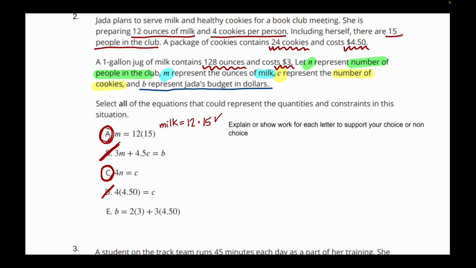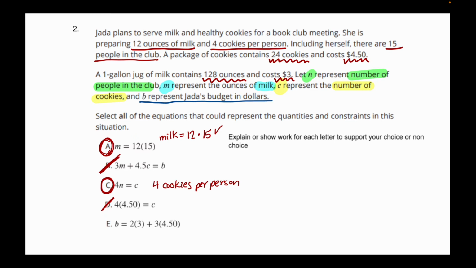But we're potentially going to look at option E here. Well, actually, it said explain or show work for each letter, and I just started skipping over that. I know I was verbalizing it, but this is 4 cookies per person is kind of what this represents. Then for E, this is her budget. So 2 times 3. Well, she's going to need 12 times 15.